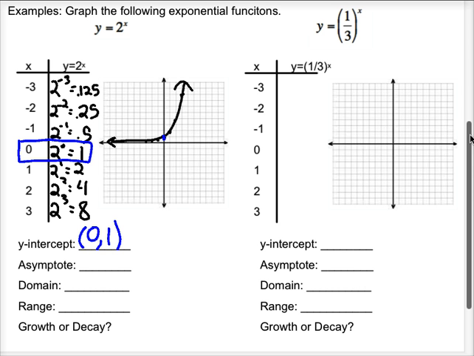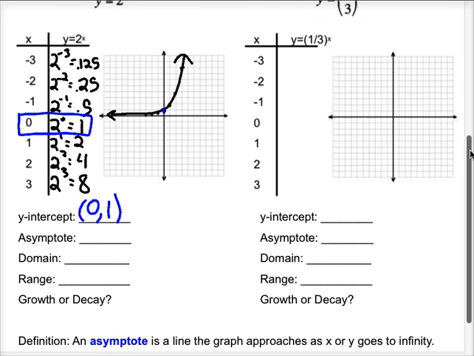All right. Asymptote. Now, this is a brand new word to you, okay? You've probably never dealt with something called an asymptote before. Now, I'm going to scroll down just ever so slightly because right underneath this, I put a definition of an asymptote. An asymptote is a line the graph approaches as x or y go to infinity. All right, so what do I mean by that? Well, I want you to look at this.